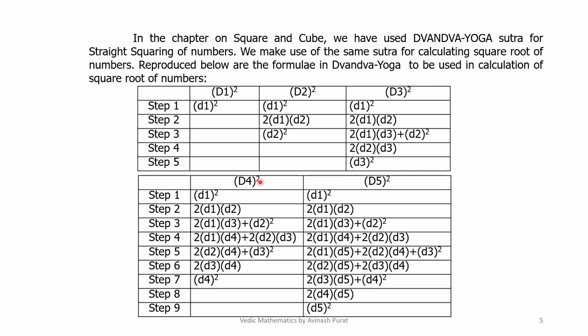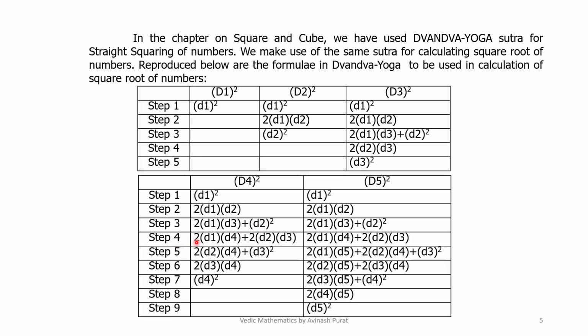For a 4-digit number square, that is D4 square. Step 1 is D1 square. Step 2 is 2 into D1 into D2. Step 3 is 2 into D1 into D3 plus D2 square.